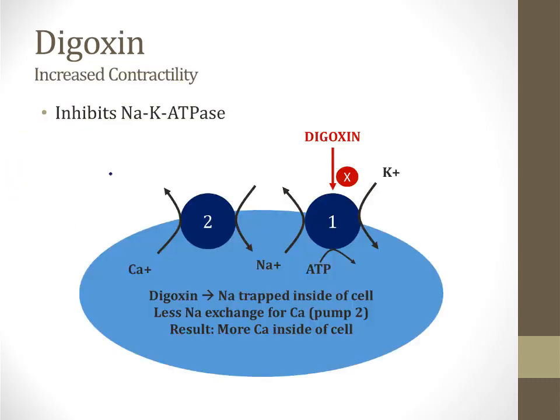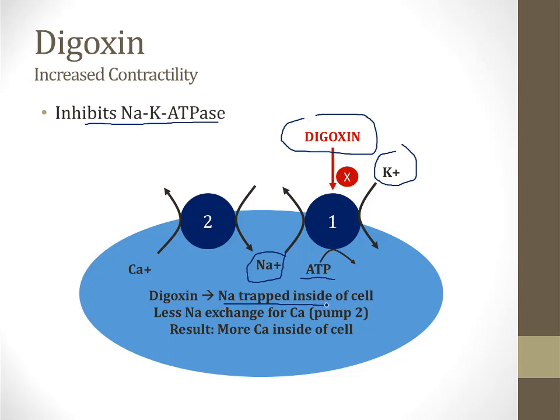The mechanism by which digoxin increases contractility is via inhibition of the sodium-potassium ATPase, which is found in cardiac myocytes. This pump in cardiac myocytes brings potassium into the cell in exchange for sodium. The pump requires ATP, and therefore it is called a sodium-potassium ATPase pump. Digoxin inhibits the activity of this pump, and by doing so, sodium will be trapped inside of the cell.